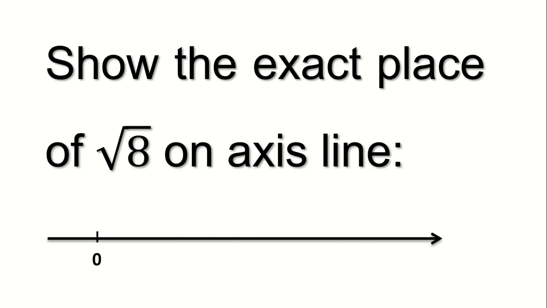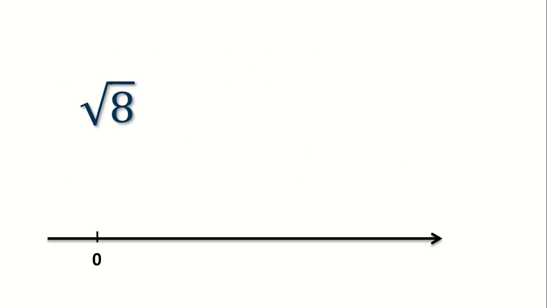The question says, show the exact place of radical 8 or square root of 8 on axis line. So we are not allowed to show the approximate radical 8 on the line, but we have to show the exact point of radical 8 on the axis line. How to do that? So here the Pythagorean theorem comes to help us.